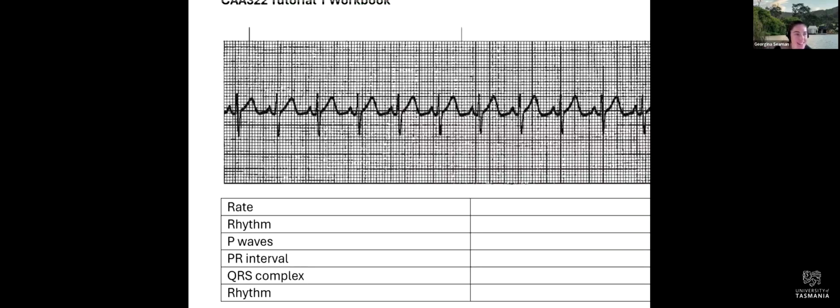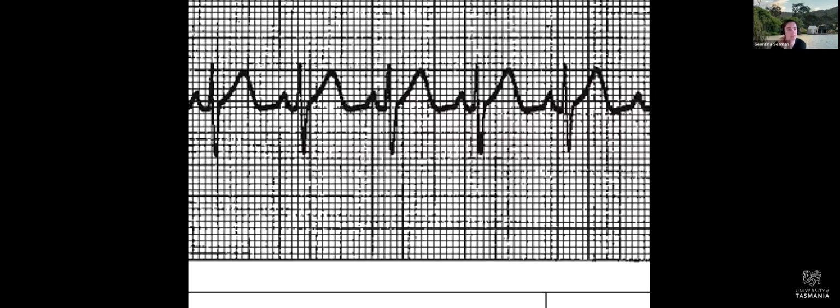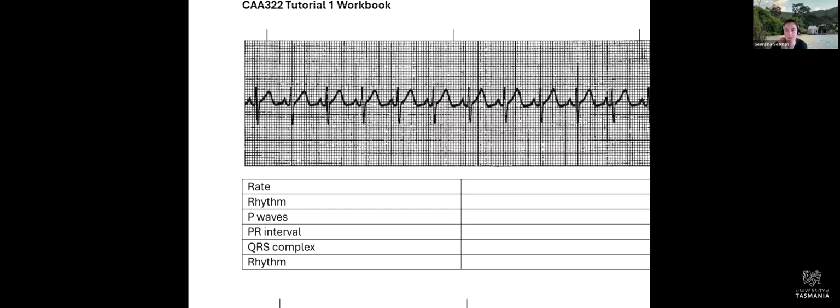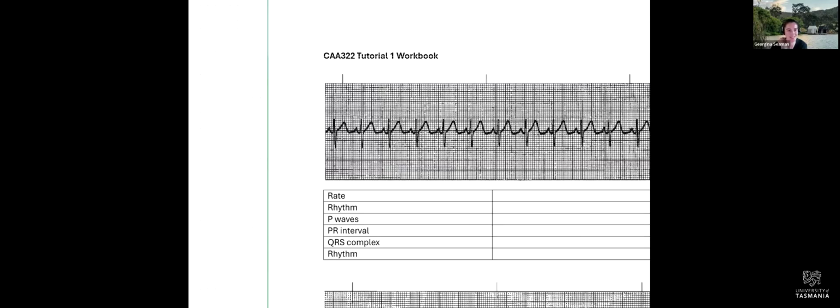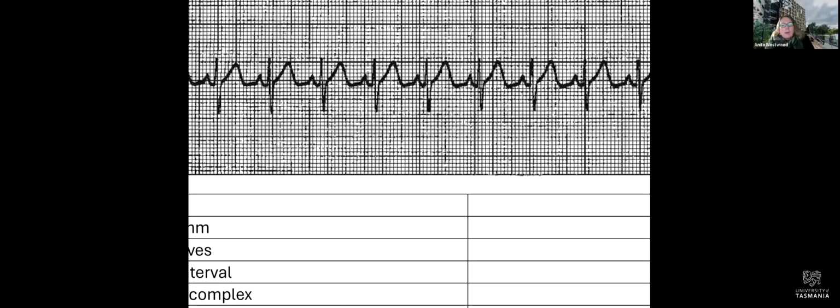0.1? Yes, maybe just over. But yes, I agree. And sorry, was that a normal PR interval? Yep, happy. And the QRS is also regular. How big would it be? Narrow. Little skinny ones. Yep.